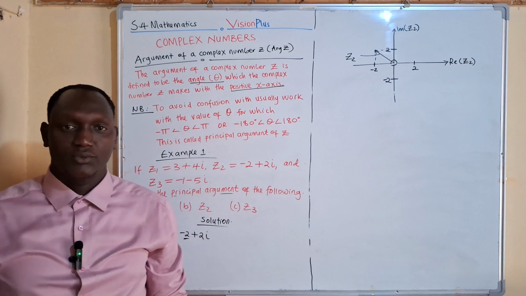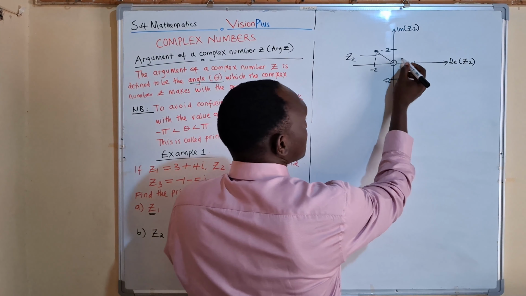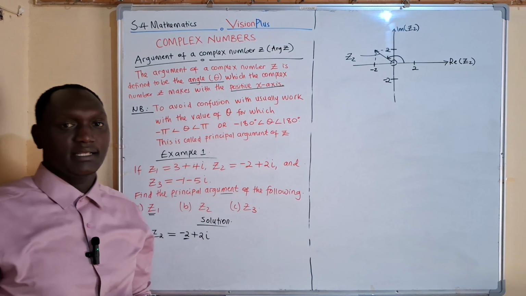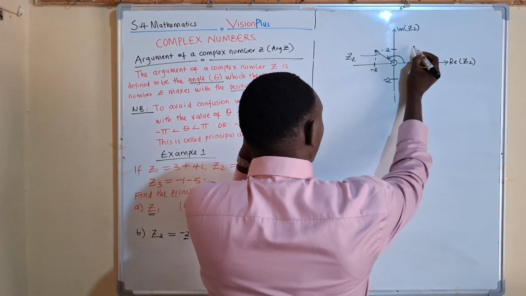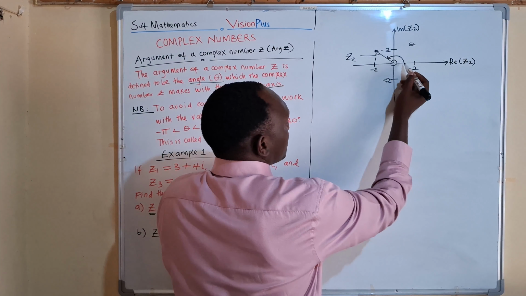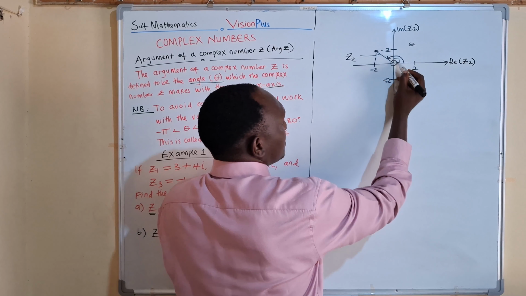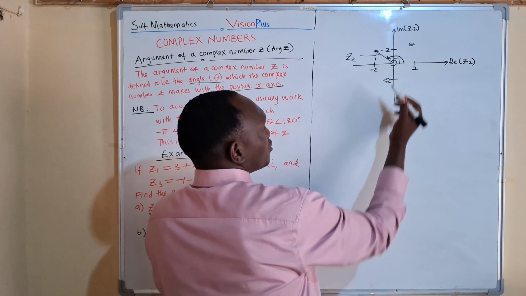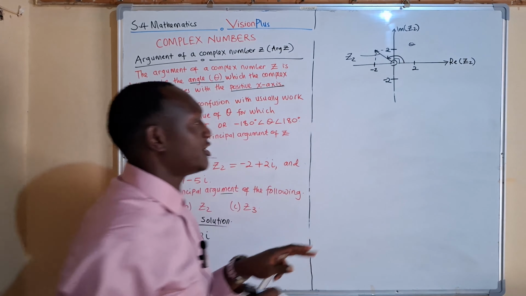Now, how do we get the argument? The argument is the angle which we are going to measure from the positive x-axis up to where the complex number is. That gives us the angle that we are looking for. But we know already that from here up to here is 90 degrees. So what we just need to do is get this angle here, so that we add it to 90 and it gives us the argument.